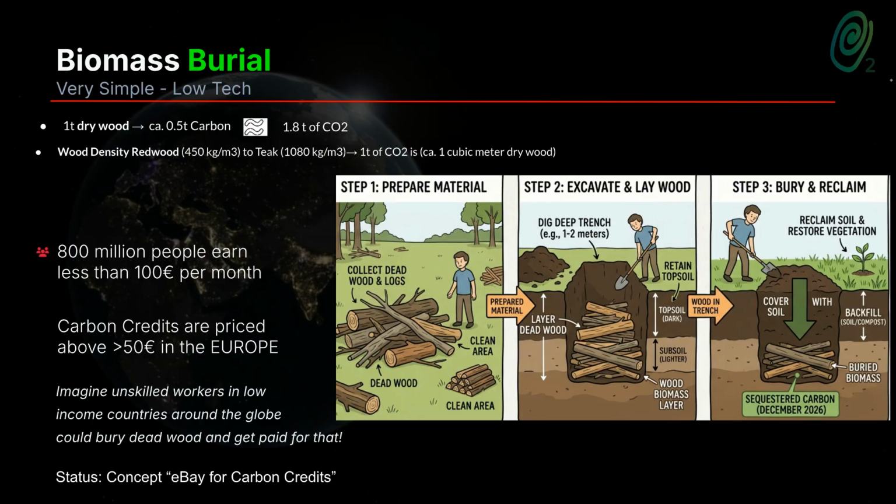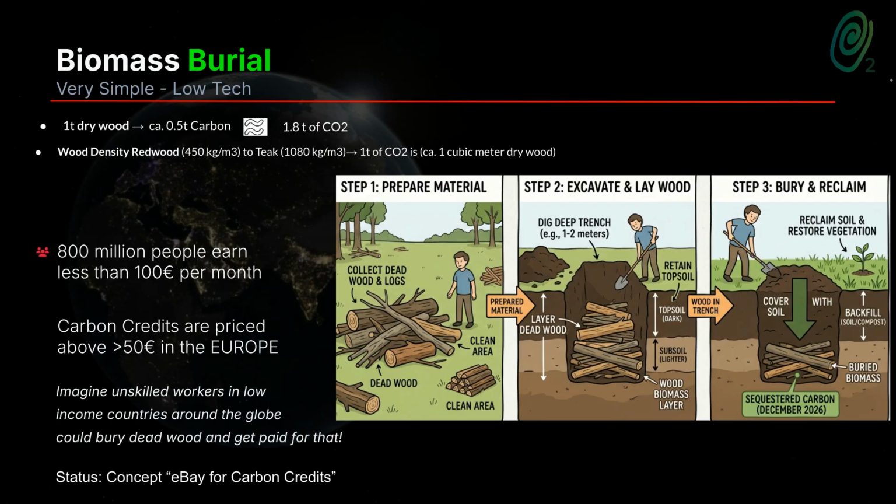There are on the planet roughly 800 million people who earn less than 100 euros per month. At the same time, a carbon credit for a ton of CO2 is priced at around 50 or more euros in Europe. So imagine somebody could make 2, 3, or 4 CO2 credits per month. That person could earn more than doing the job they're doing right now.